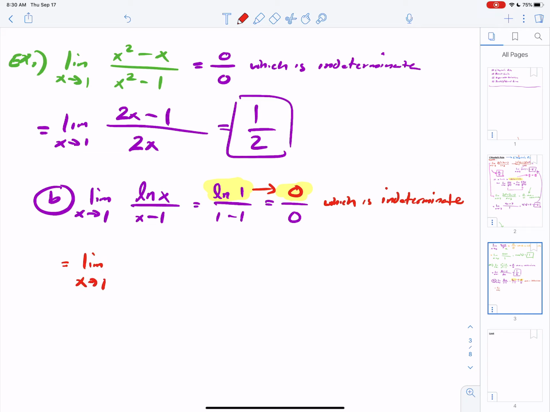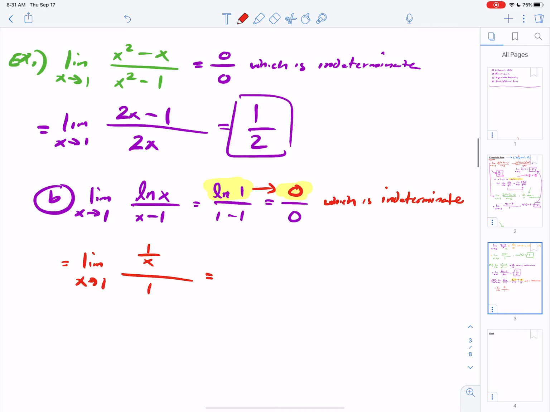Okay, so the derivative of natural log of x, try to remember these, but if you forgot, refer back to that calculist of formulas. Pun intended. The derivative of natural log of x is just 1 over x. The derivative of x minus 1 is just 1. Okay, so if you plug in 1, you're just going to get 1 over 1, right, which is 1. So we did determine what that value is. Okay, so we went from indeterminate to determined. All right, let's try a couple more.